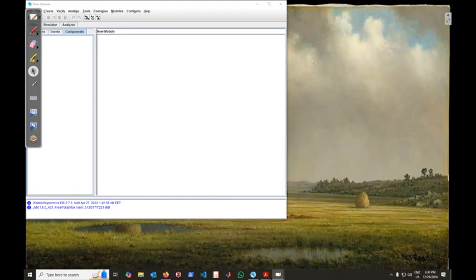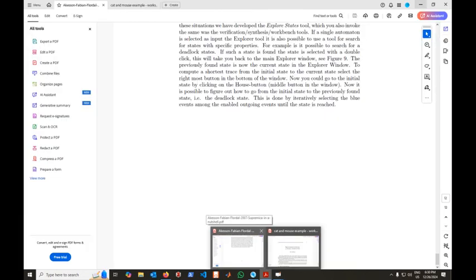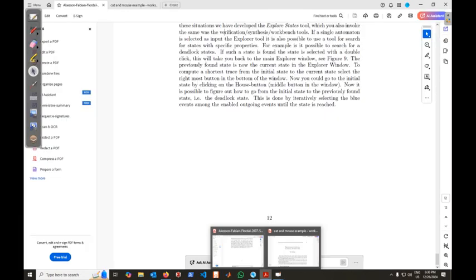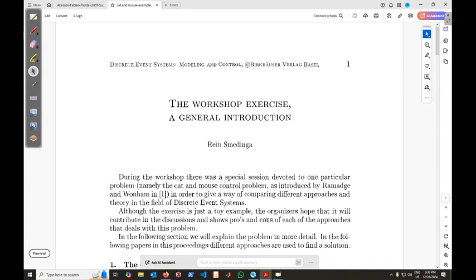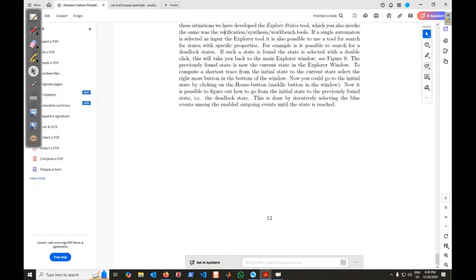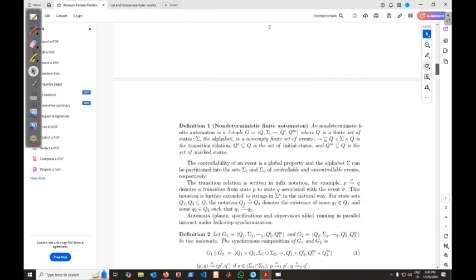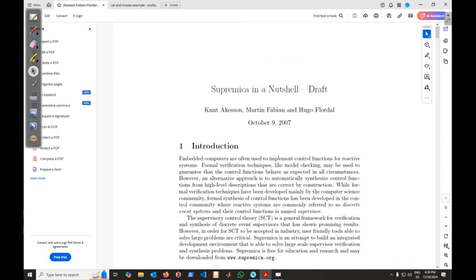I'd like to spend the following few minutes to explain how to perform supervisor synthesis using Supermica. During this video, in addition to Supermica itself, we will use the following documents. One of them is related to the explanation of Supermica. It's called Supermica in a Nutshell.